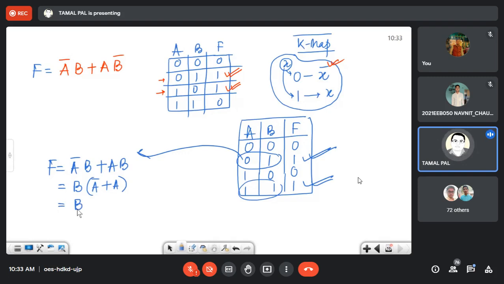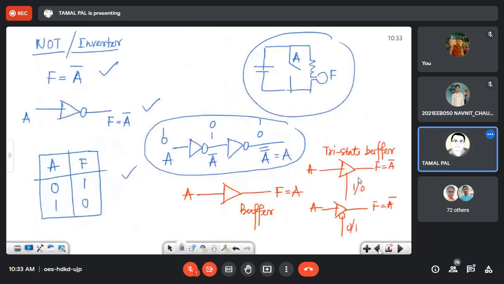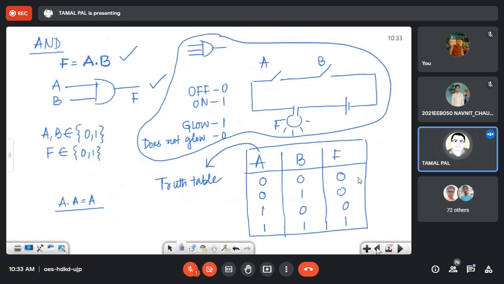So if it is 1, then B and 1. Now, what is the value of B and 1? Sorry, B and 1, it's not B or. If B is 0, then 0 and 1 is 0, and 1 and 1 is 1. That means B and 1 is nothing but B. Or A and 1 is nothing but A. Understood? Any problem?